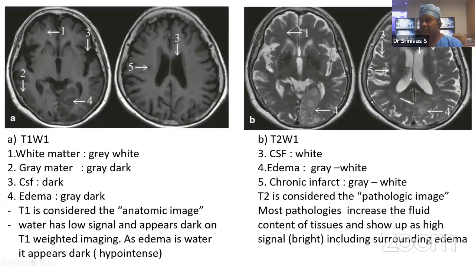The T2 weighted image is a very important image where you just remember that CSF is white in color and edema is gray-white in color, and T2 is considered the pathological image, and most pathologies increase the fluid content of tissue and show up as a high signal, including the surrounding edema. Here you can see that there is an edema, which means there could be an infarct here, and this infarct has caused edema, so there is a bright structure in this T2 weighted image.